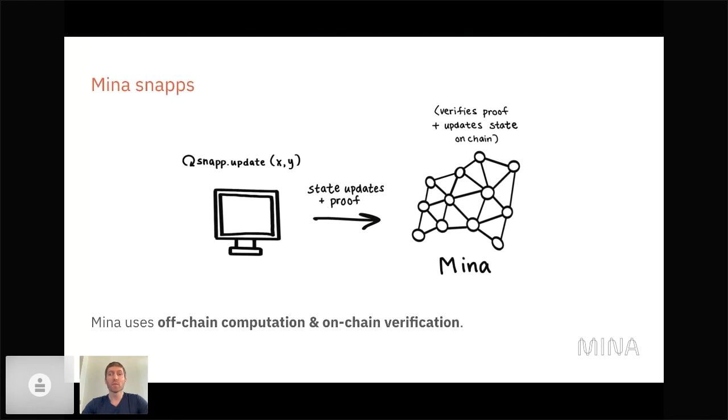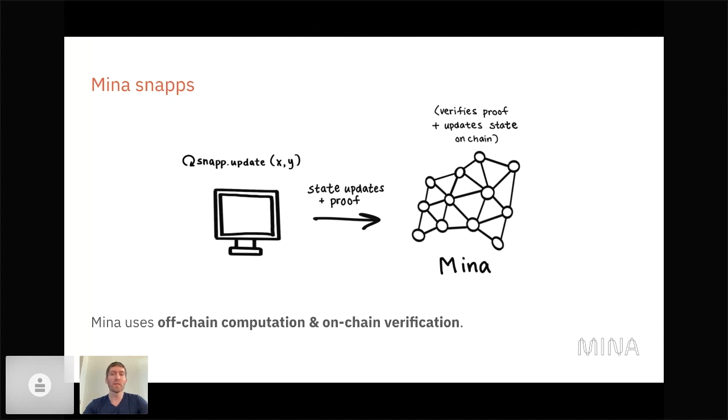Mina Snapps use a different model. Users execute one or more methods of the smart contract locally and privately on their computer, generating a zero-knowledge proof. They then send this transaction, containing the zero-knowledge proof and a description of associated state updates that are needed by the chain, to the chain. The Mina network will then verify that this proof is correct for that particular Snap account. And if it is, the state is allowed to be updated. And if it's not, the transaction is rejected.